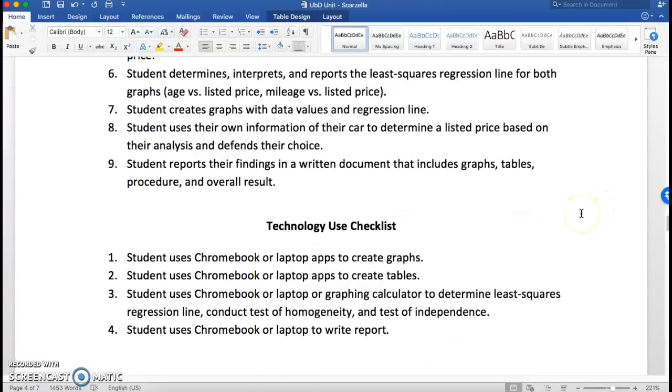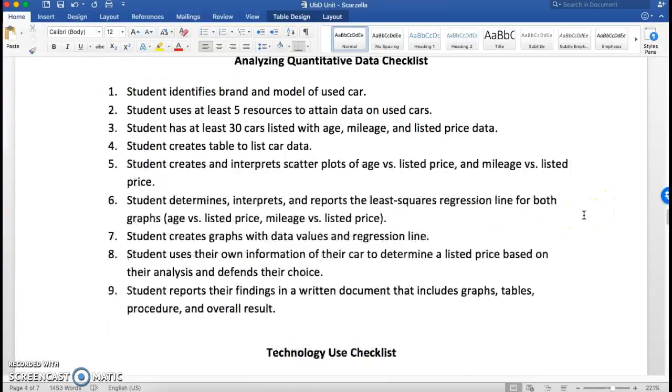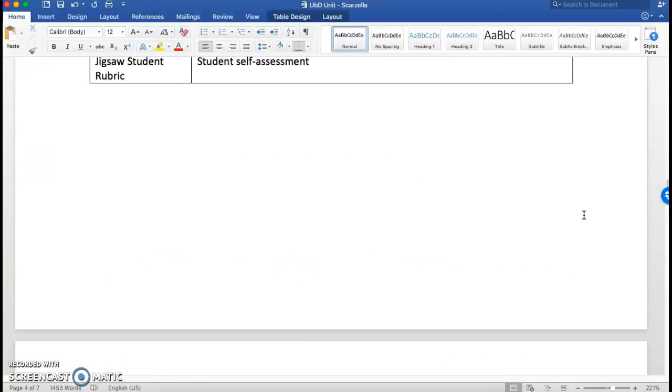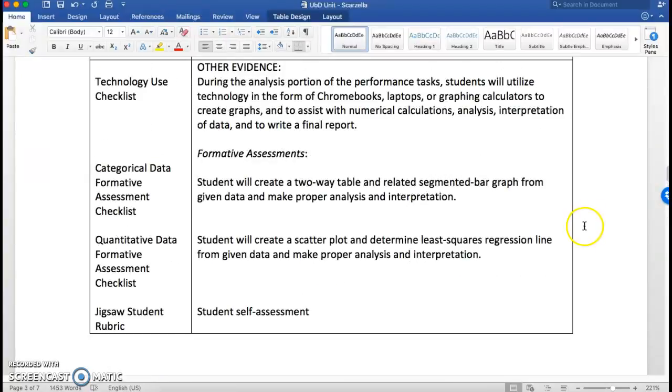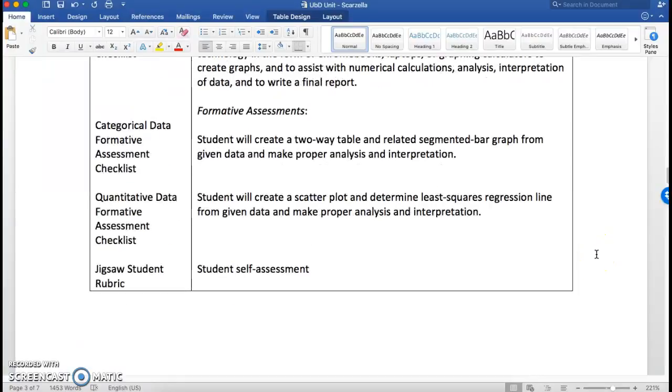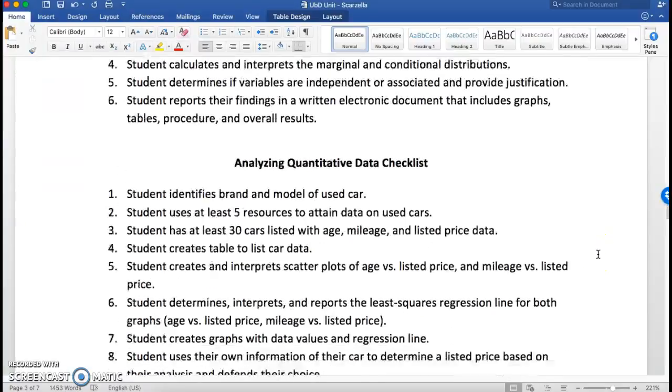So basically, that's what they're going to do during stage 2, those performance tasks. And we also have some other things that we're going to do as well, some formative assessments as we go through and try to learn about how to do these segmented bar graphs and two-way tables and things like that, so they have a better understanding about what's expected of them during the final parts of our unit. And as we get to that, that's actually stage 3.